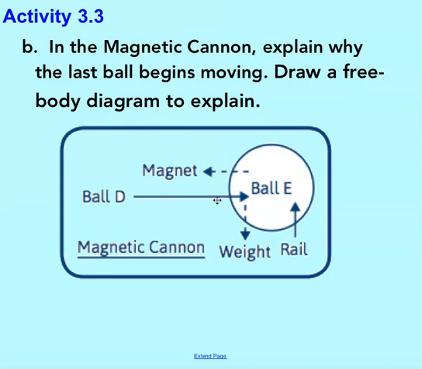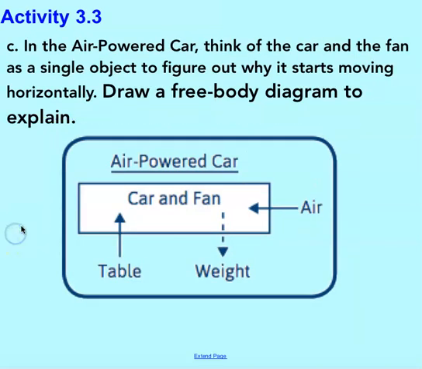But notice up here it says explain why the last ball begins moving. This explains that ball D applied a greater force than the magnet. Ball E shot out.